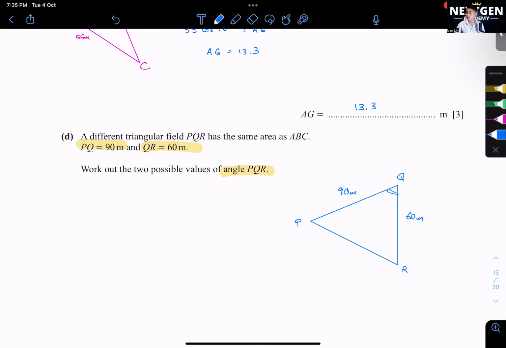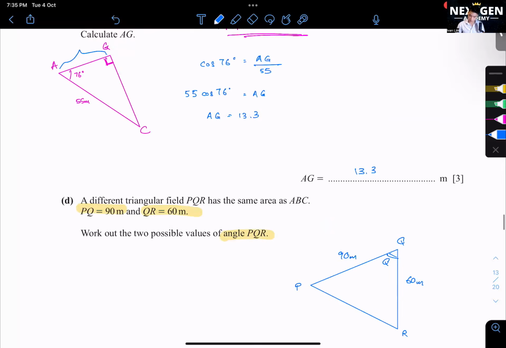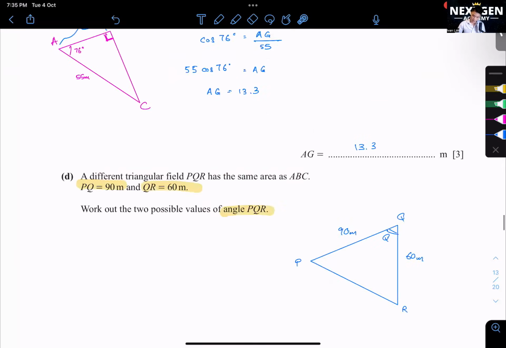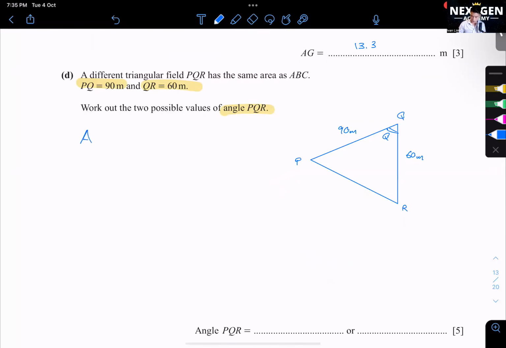Okay, we have an angle PQR, right? So let's just put Q here. They say it is the same area as ABC. Okay, where's ABC? ABC is here, right? Remember, for a triangle, we can use half ab sine C also. So for me to find the area, I can just use half ab sine C, which equals half times 55 times 82 times sine 76 degrees. Okay, you get 2188. That is the area.